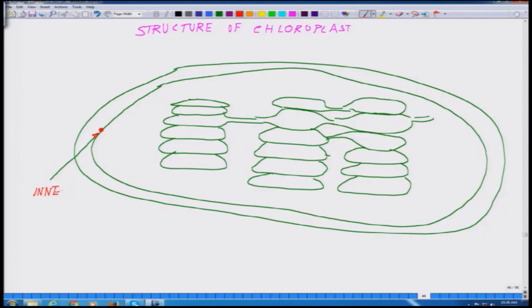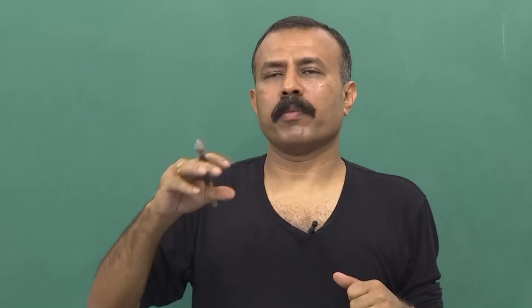Now let's put the labeling on these structures. This is the inner membrane, I am putting the inner membrane, then the yellow shading I am doing, this is the outer membrane. So two envelopes: the inner membrane and the outer membrane. Then you have these structures, which are called thylakoid membranes.